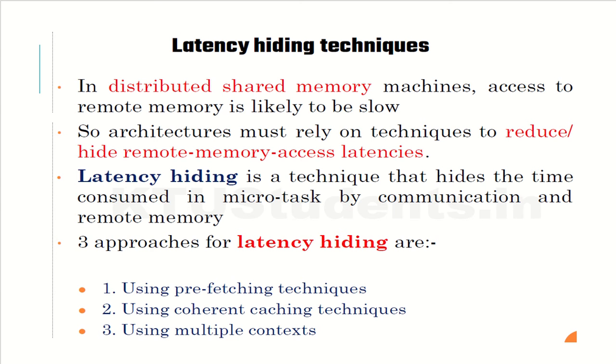Latency hiding is a technique that hides the time consumed in the micro task by communication and remote memory access. So there are three mechanisms which are used in the case of a parallel processor. First one is called prefetching, where we keep some extra memory, prefetch the required data, and then execute the process or the micro task, even the threads. So that is the first mechanism.